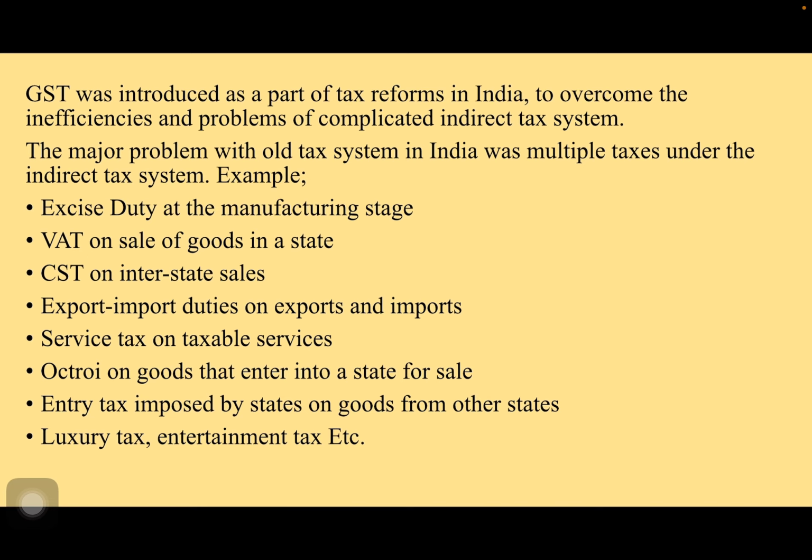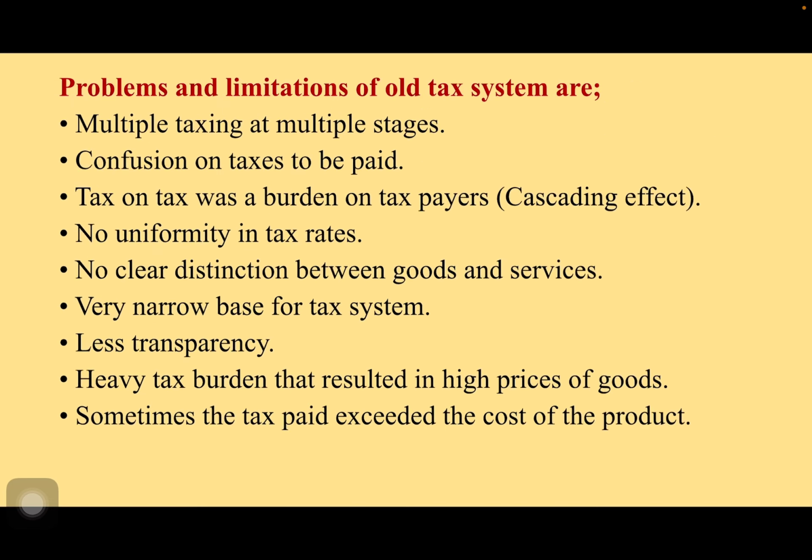The major problem with the old tax system in India was multiple taxes under the indirect tax system. For example, excise duty at the manufacturing level, VAT on sale of goods in the state, CST on interstate sales, import and export duties, service tax on taxable services, octroi on goods that enter into the state for sale, entry tax imposed by states on goods from other states, luxury tax, entertainment tax, lottery tax, etc. Many were there. So, what were the problems?